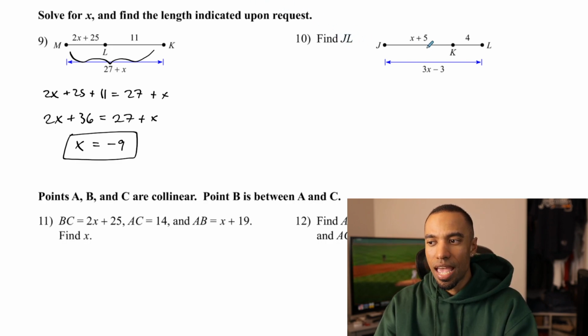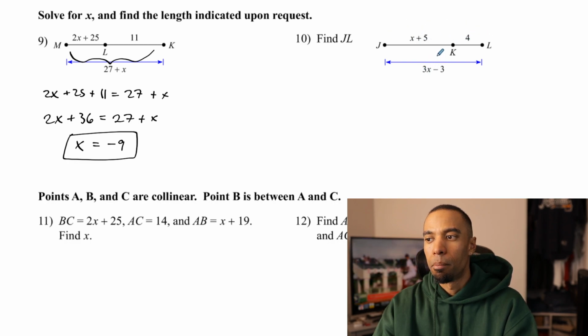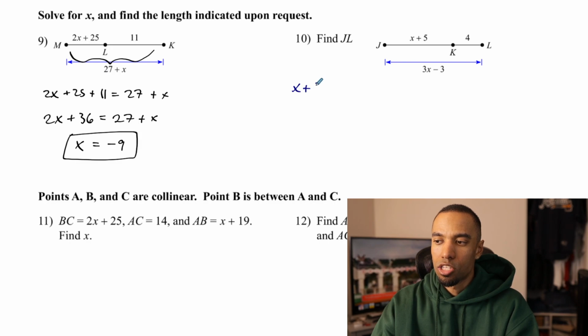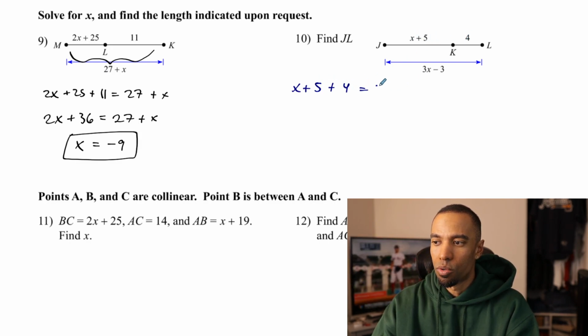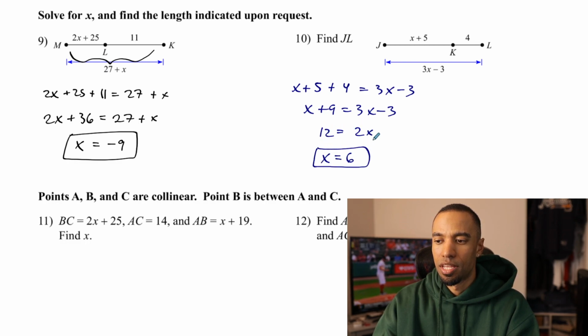Okay, we're going to find JL, the length from here to here, by plugging x into there, plus 4, or plugging x into there. But I got to find x. So x plus 5 plus 4, that plus that, equals 3x minus 3. Combine like terms. Subtract x over, add 3 over, divide by 2. I get 6. Not done.